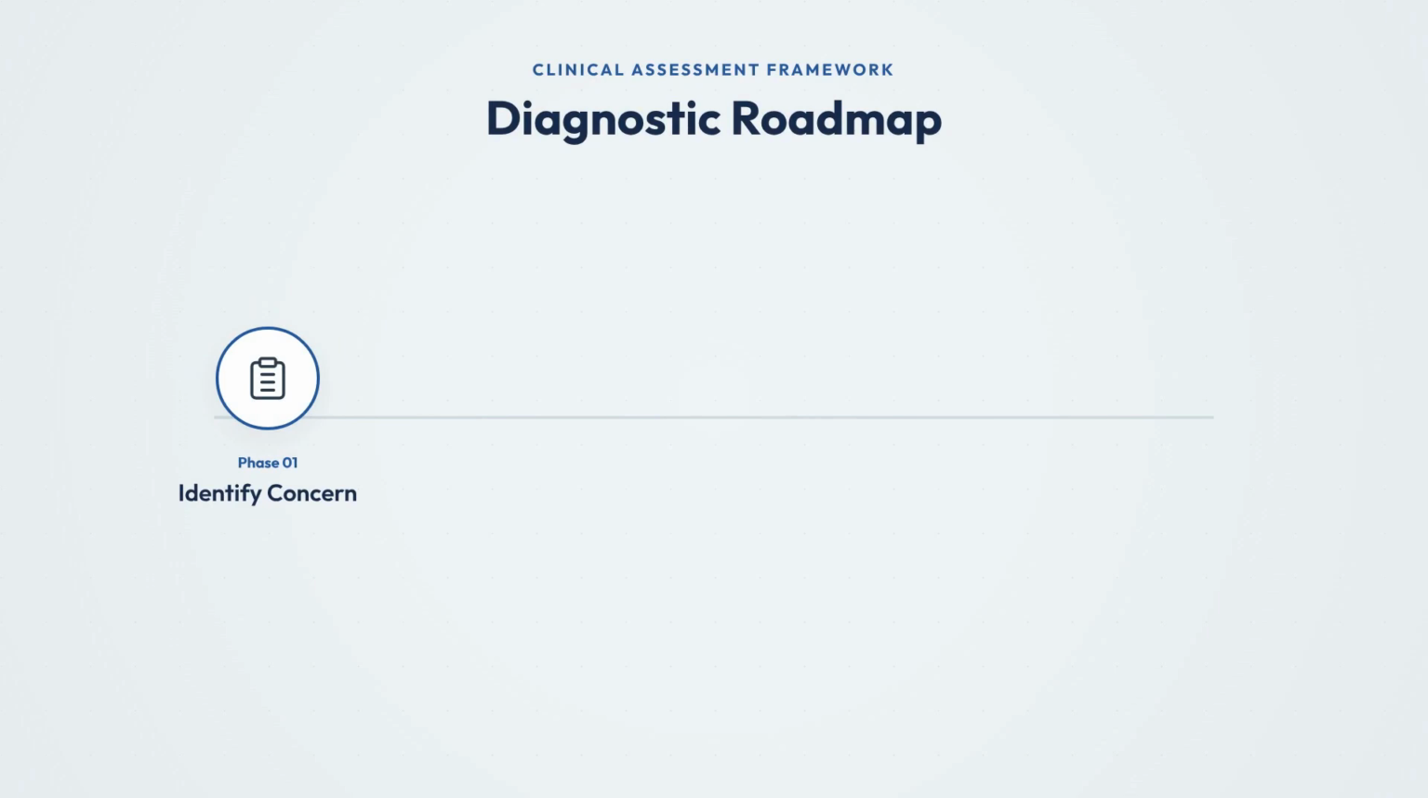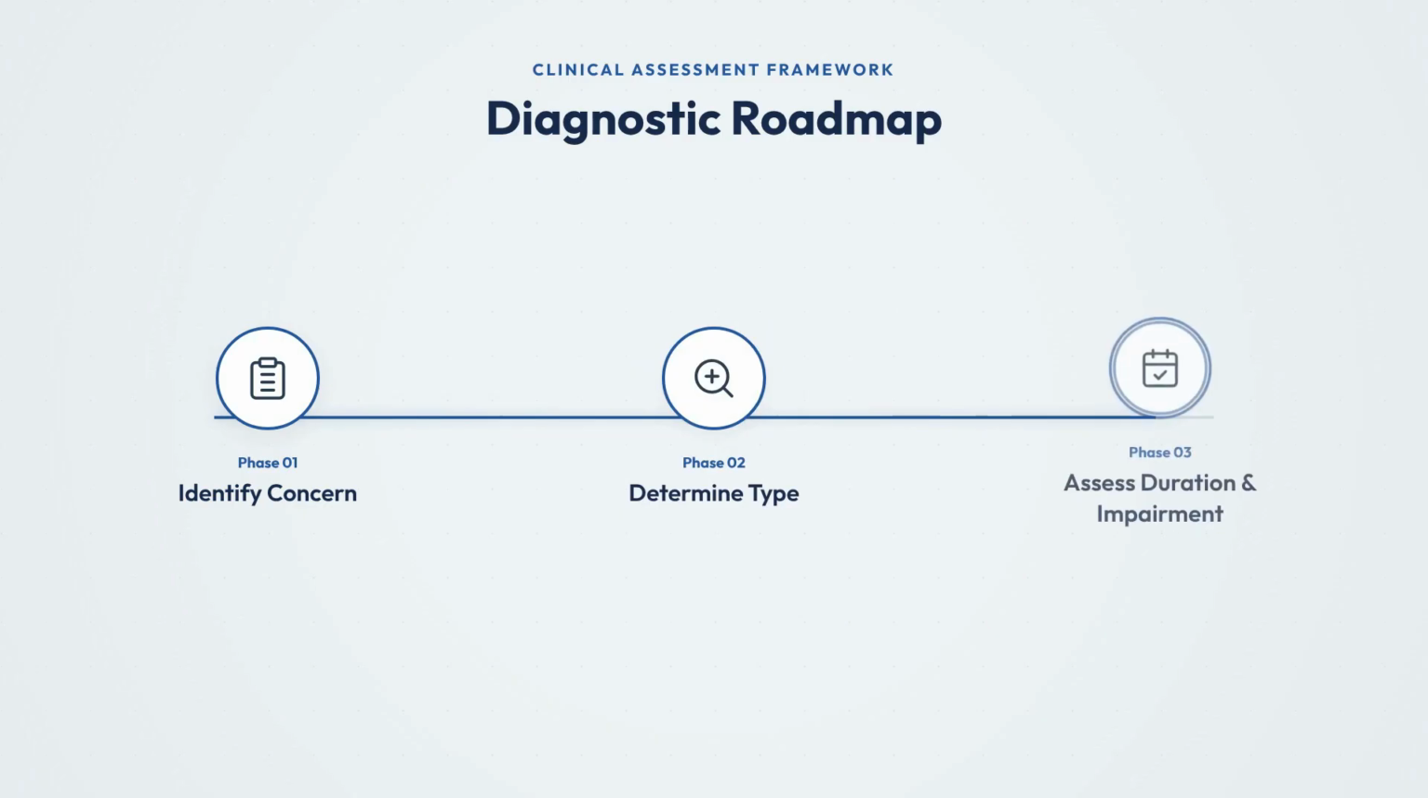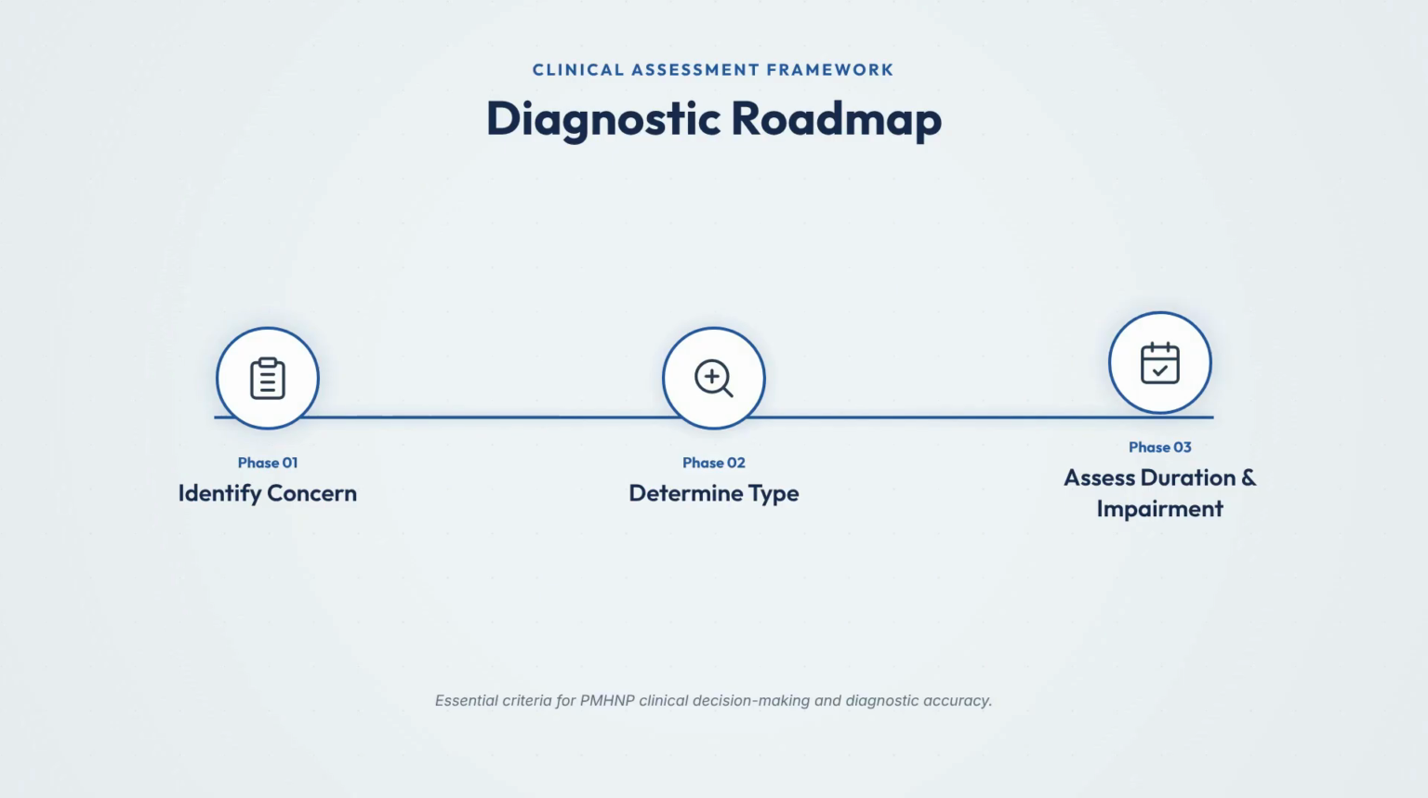First, identify the main concern. Ask, what does anxiety feel like for you? When did it start? What triggers it? What do you avoid because of it? Second, determine the type of anxiety. Third, assess duration, frequency, and impairment. How long has this been going on? What has the patient stopped doing because of anxiety?